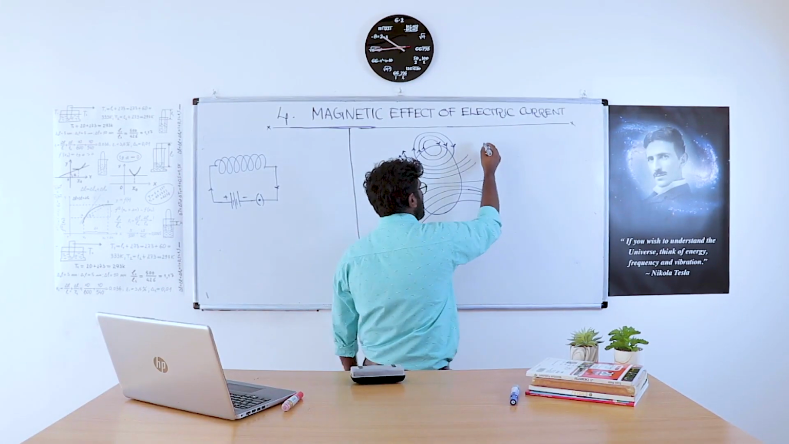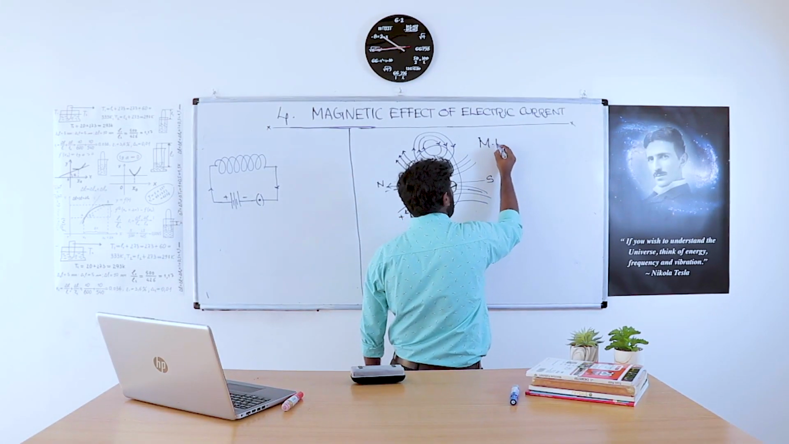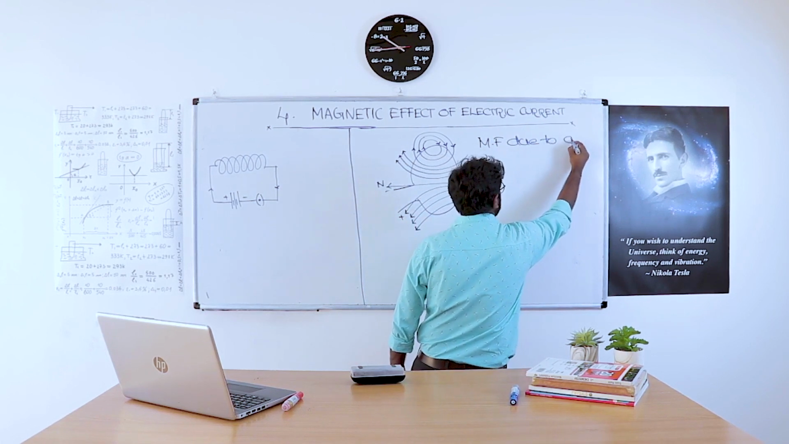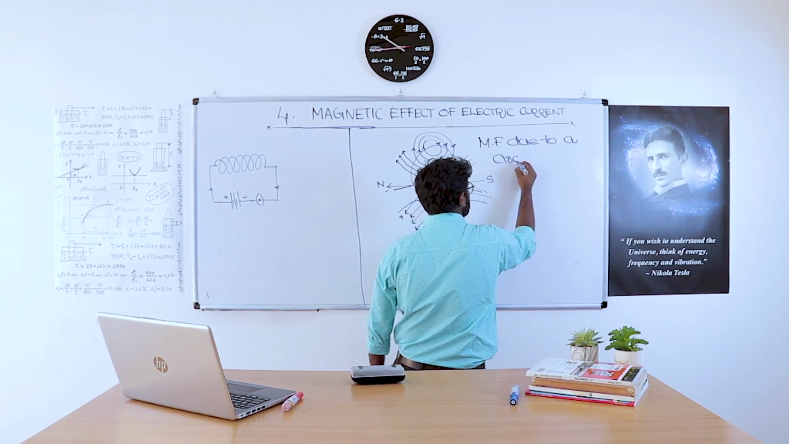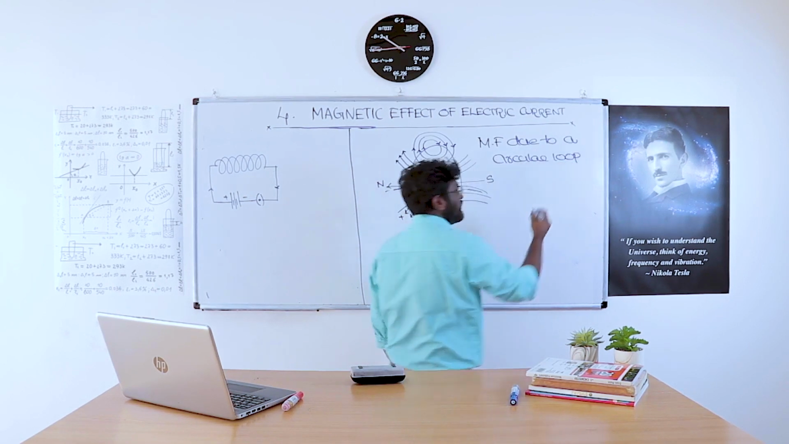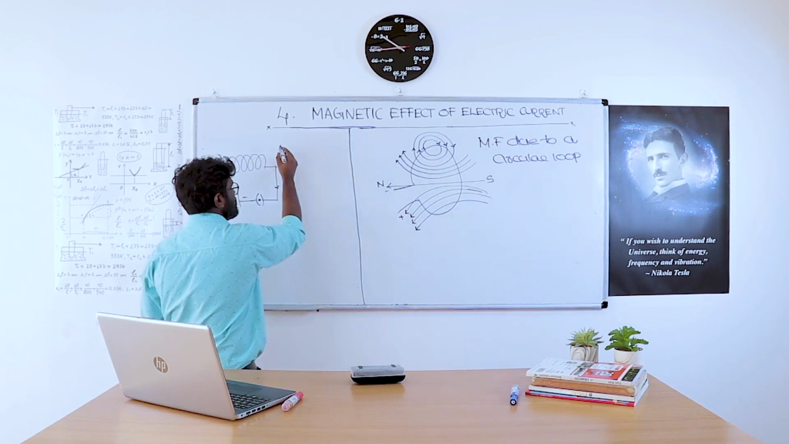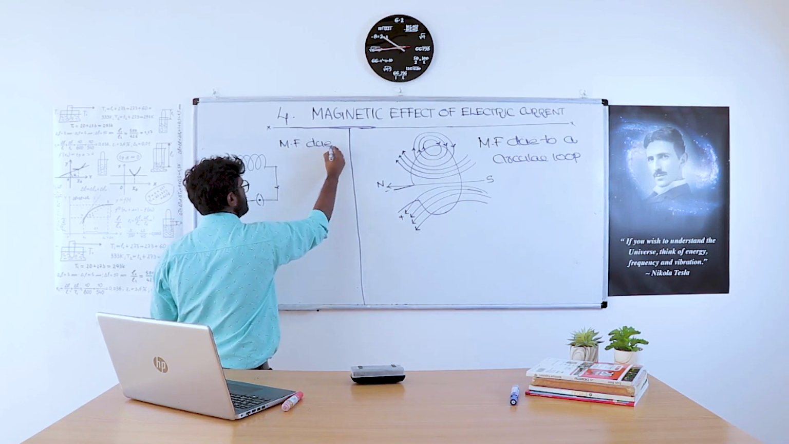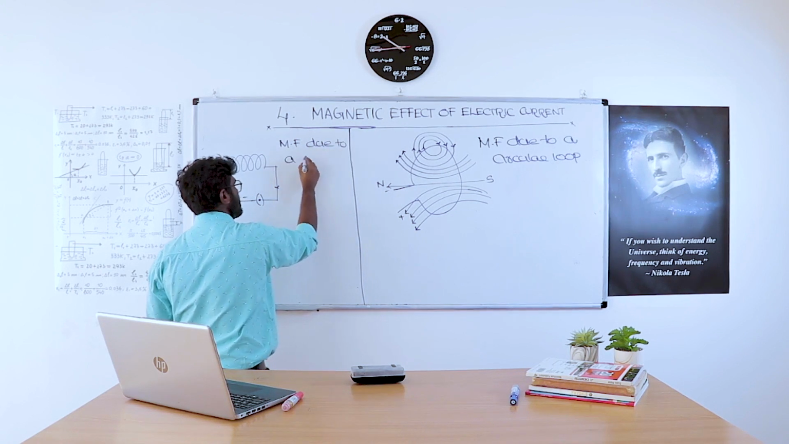So right now we want to discuss magnetic field due to a circular loop, and the next one is magnetic field due to a solenoid.